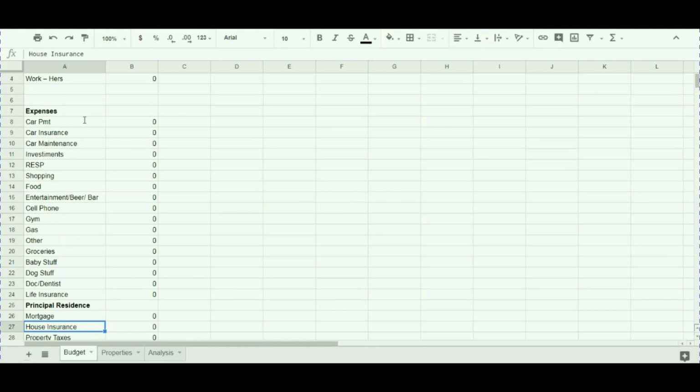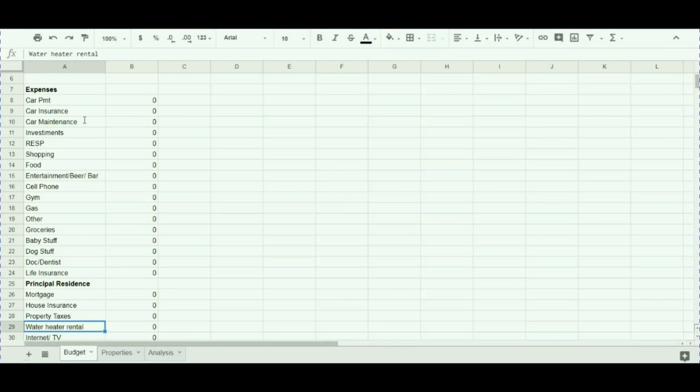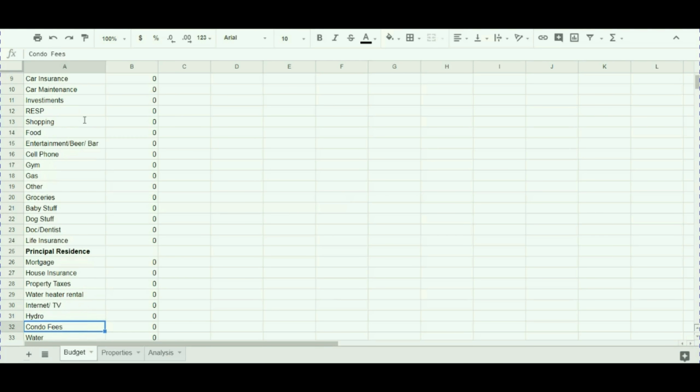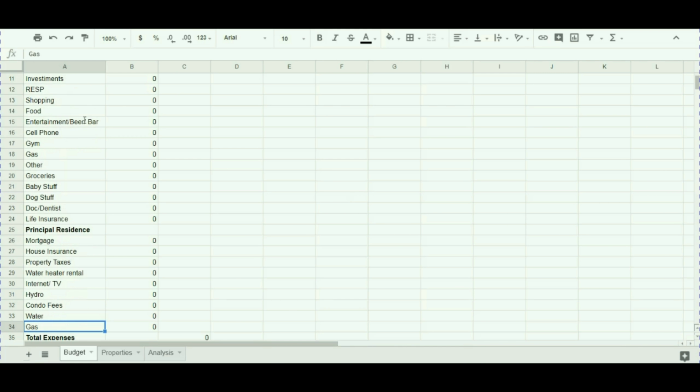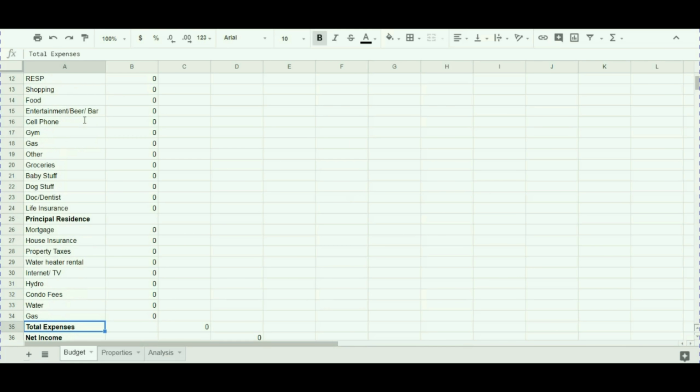And then for my principal residence, I put my mortgage, my house insurance, my property taxes, my hot water heater rental, internet and TV, hydro, condo fees. I don't have those, but I used to. Water, gas, and at the end, you should come up with all your expenses as a total.